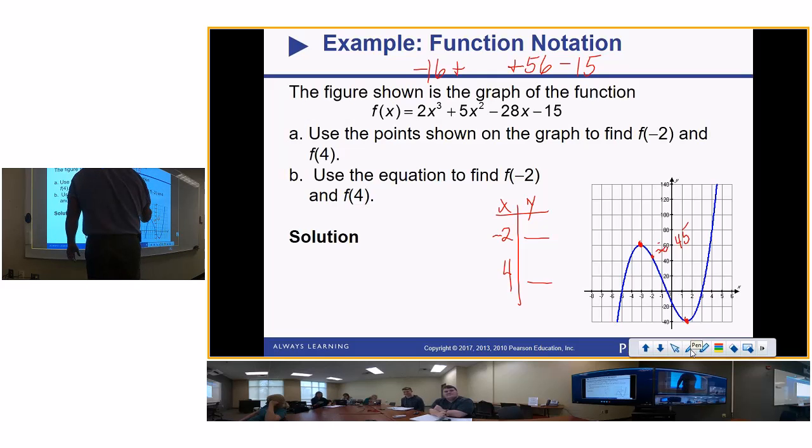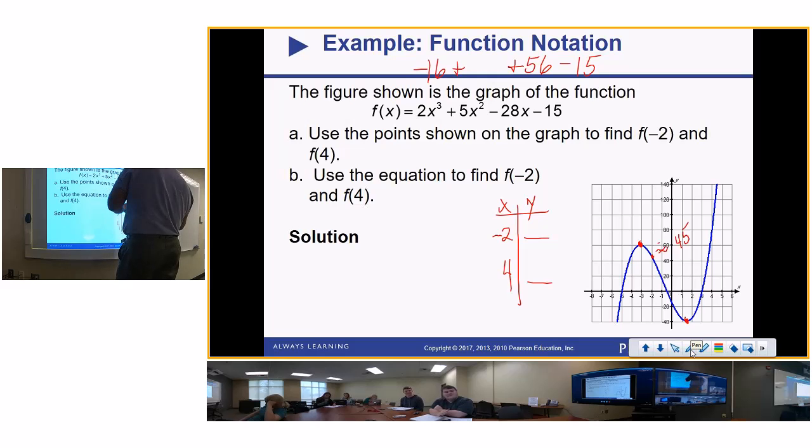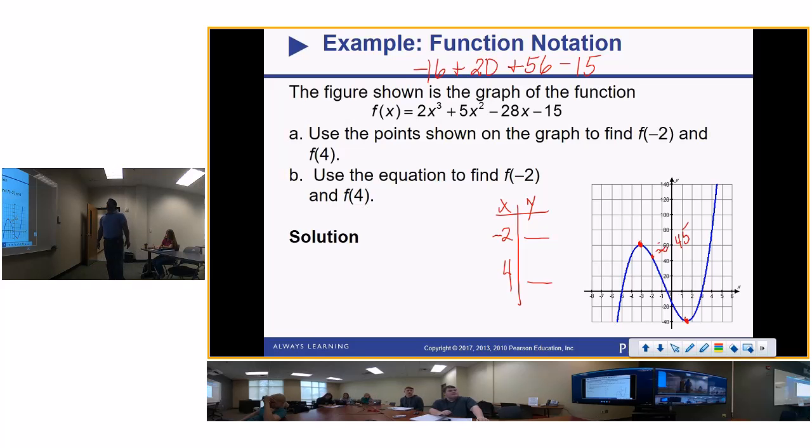All right, x squared, negative 2 squared is 4. 4 times 5 is 20. Is that what y'all got? Well, let's try that. Negative 16 plus 20 is 4. 4 plus 56 is 60. 60 minus 15 is 45. It's a miracle.